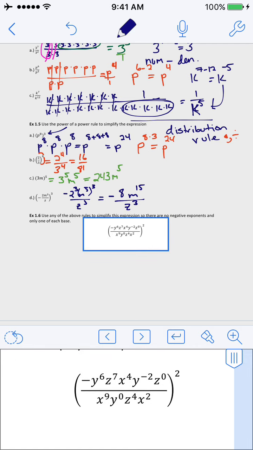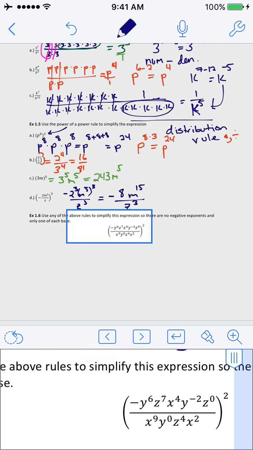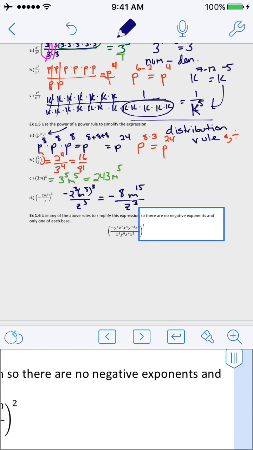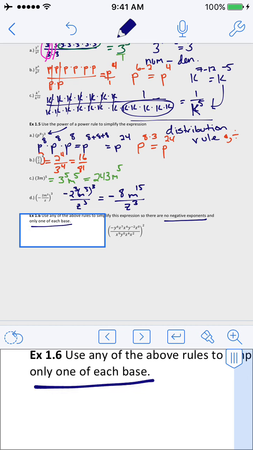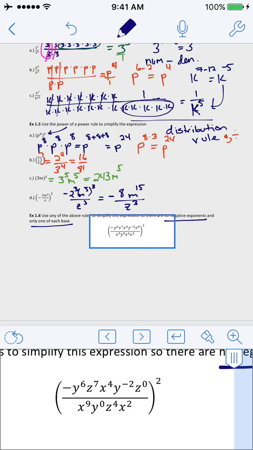You're probably just going to be asked to use all 6 if necessary. Use any of the above rules to simplify the expression so there are no negative exponents and only one of each base. That is how you know you have simplified enough. If you have one x, one y, and one z, then you are done. If you have 2 y's, there is still something you can do. I guarantee you, one of these rules will still apply.